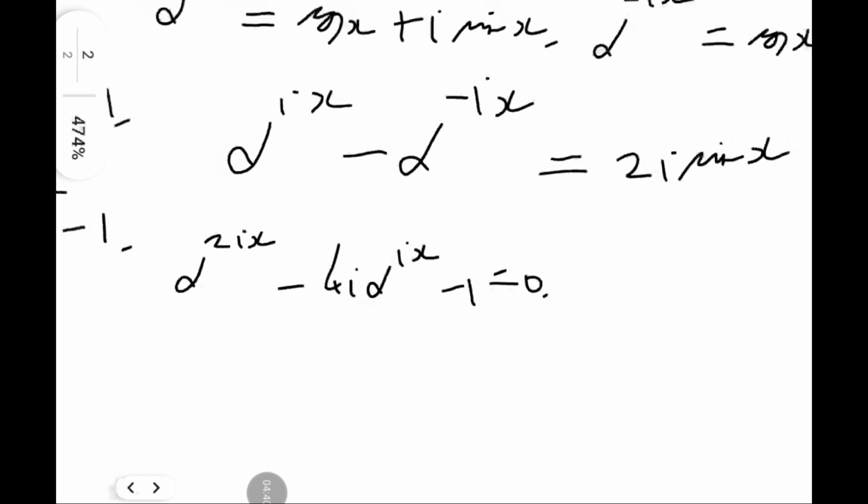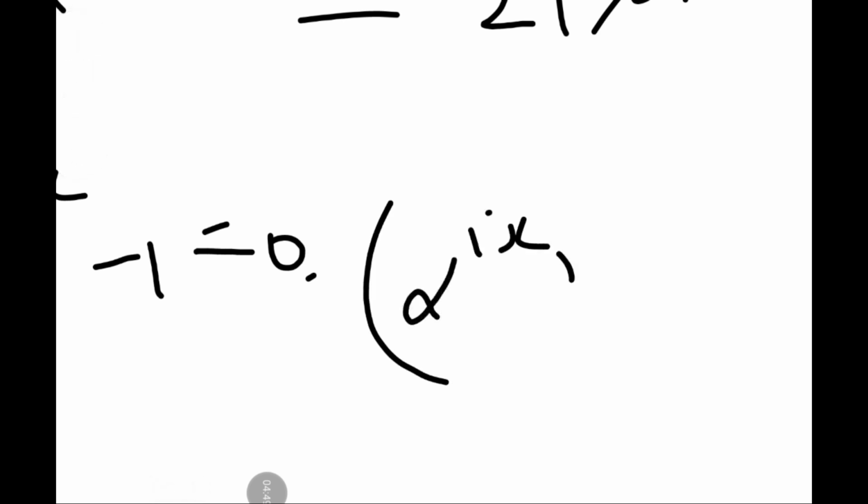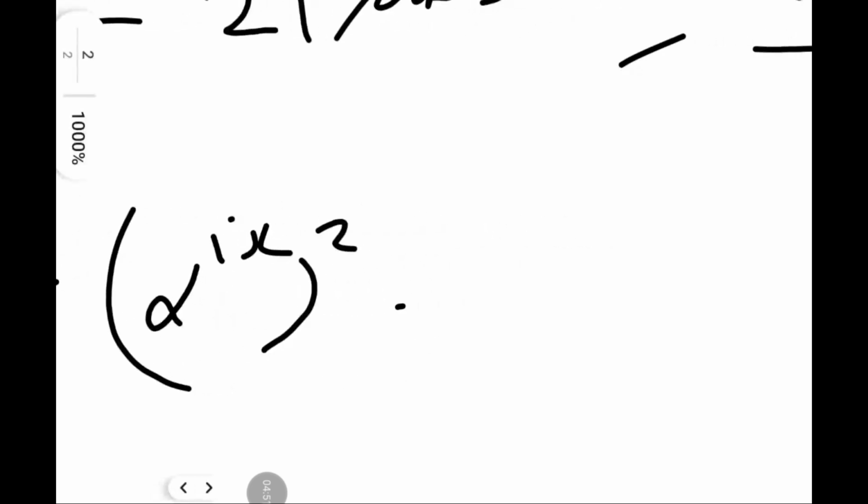Now this is looking familiar. This is looking like a quadratic. As we can write it this way, we know that e to the power of 2ix is the same thing as this squared, minus 4i e to the power of ix.